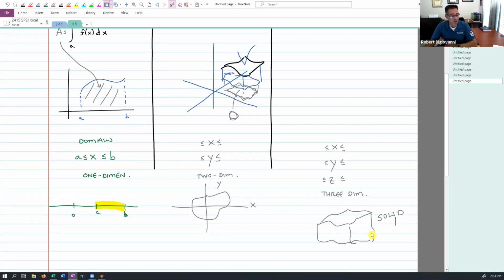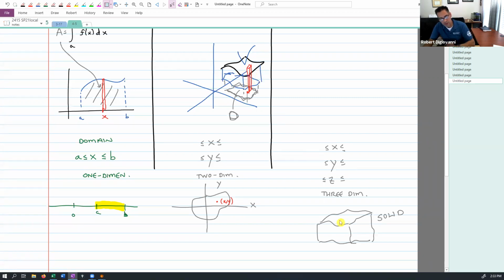I'll reiterate this one last time. In Cal 2, you pick an X value. That X value has to live on this line segment. Then you go in, you approximate the area of this rectangle. Here, you pick some XY in the region. You go to that XY and you draw a little box in here and you find the volume of that box. And that'll give you the volume under that one piece, and then you add them all up.